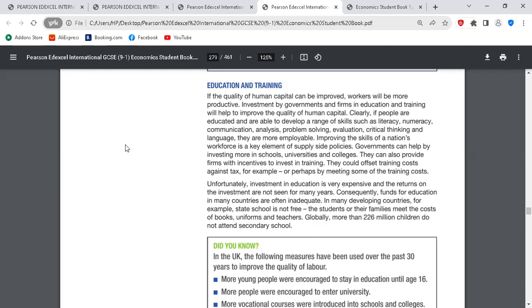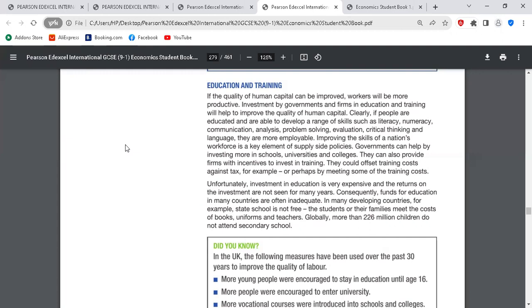And human capital can only be improved with more training and education because it involves your knowledge and your skills. So if your knowledge and skills are improved, your productivity as an individual will improve. That is what they're talking about here. Is it clear? So how can this be done in the country? Government investing in education. So let's read.